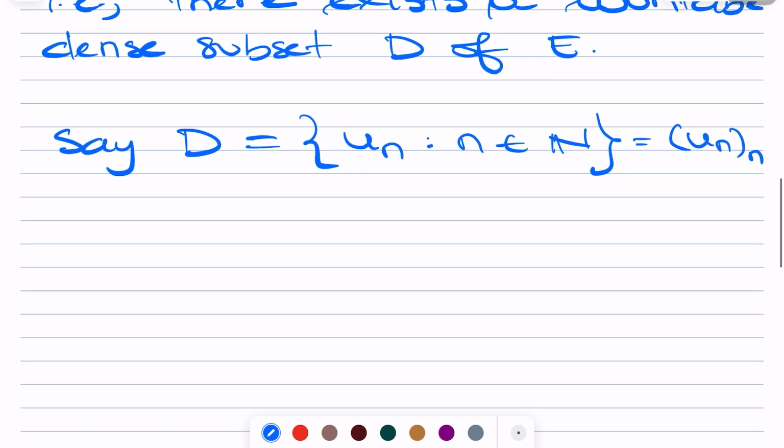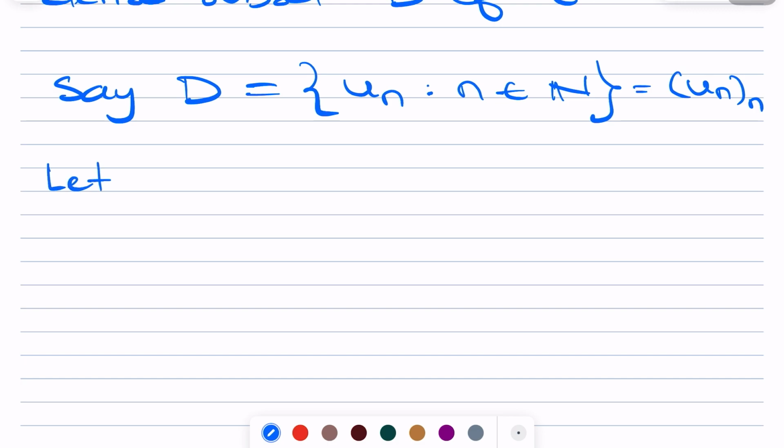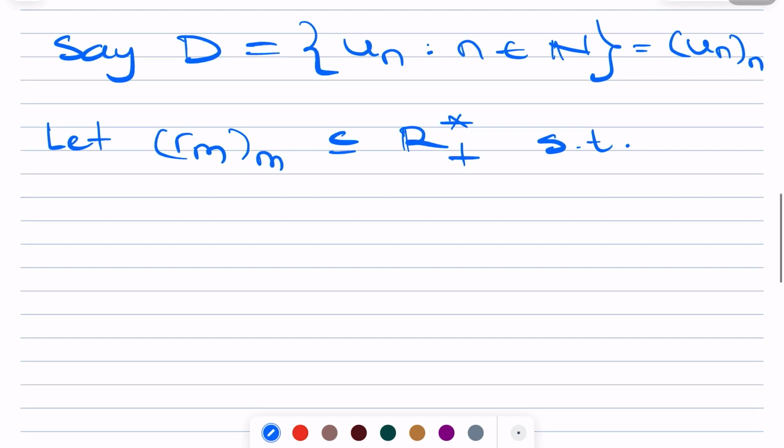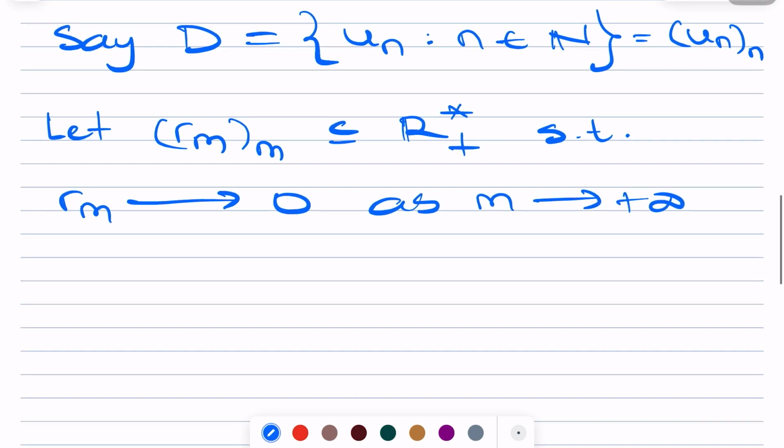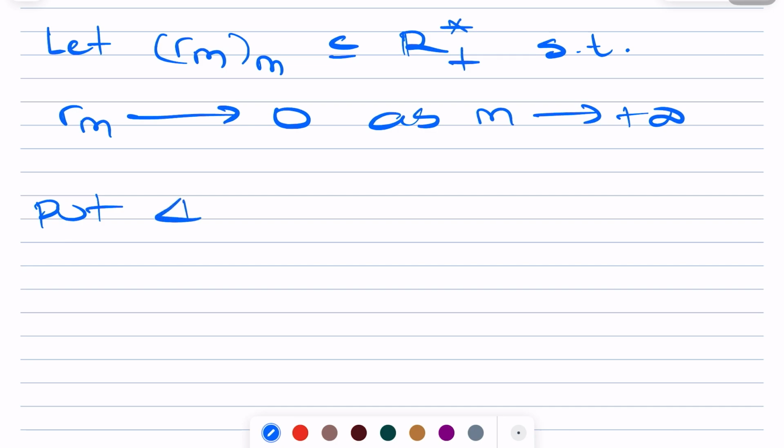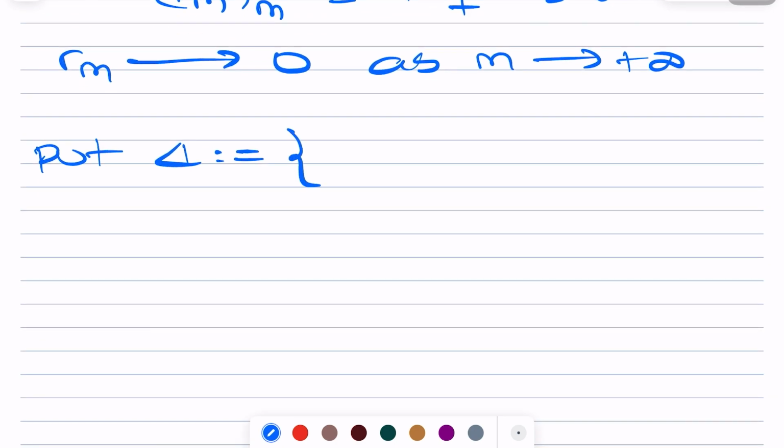Now let r_m be any sequence of strictly positive numbers such that r_m goes to 0 as m goes to plus infinity. Now consider the following set. Define Delta to be the set of pairs (n, m) such that the open ball around u_n with radius r_m intersected with F is non-empty.